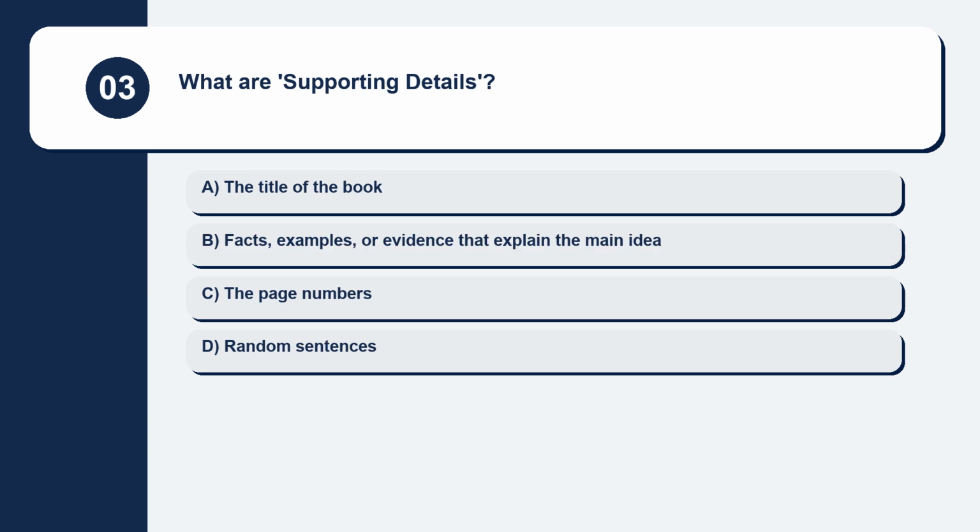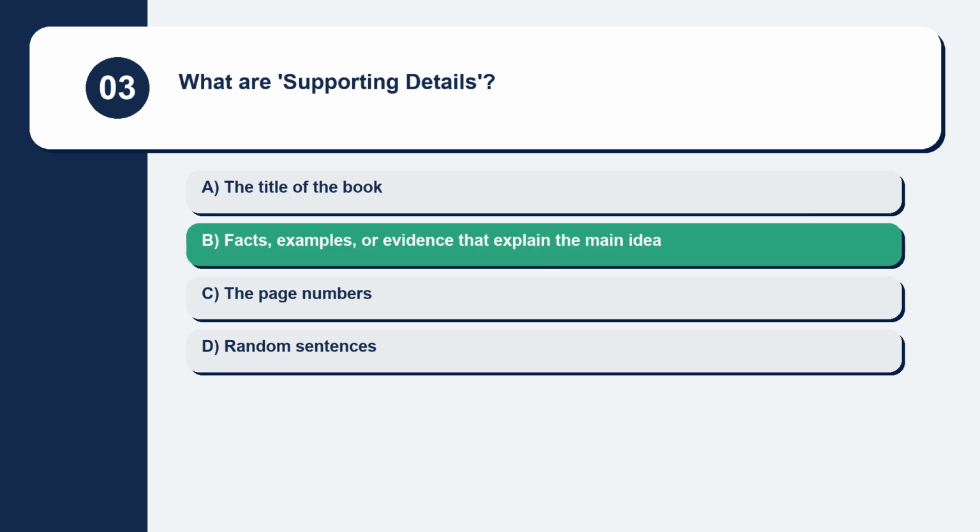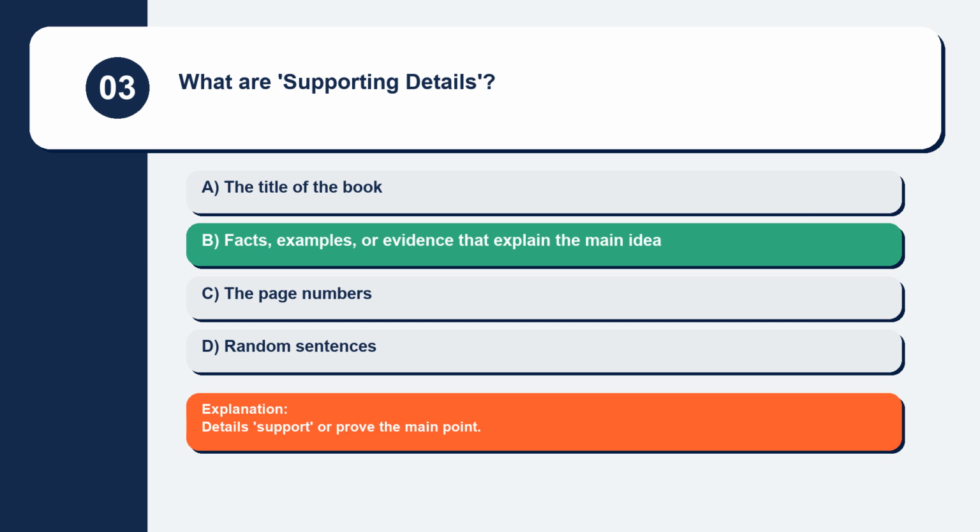Question 3. What are supporting details? The title of the book. Facts, examples, or evidence that explain the main idea. The page numbers. Random sentences. Details support or prove the main point.